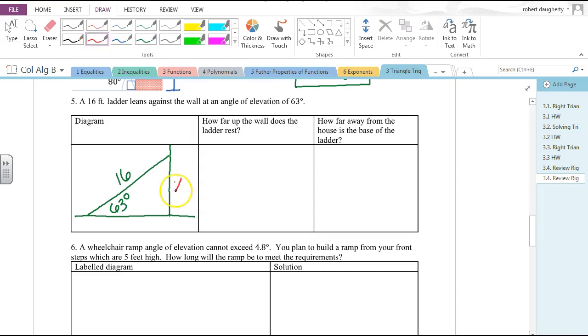So I'm being asked to solve for this side. How tall is it where the ladder touches the house? So if I look at this, I know an angle, and relative to this angle, this is opposite, this is hypotenuse. The trig function that deals with that is the sine function. So the sine of 63 is x over 16. So x is equal to 16 sine of 63 degrees.